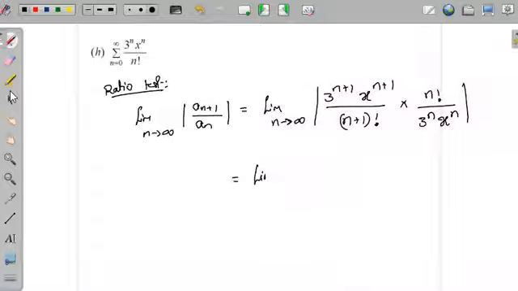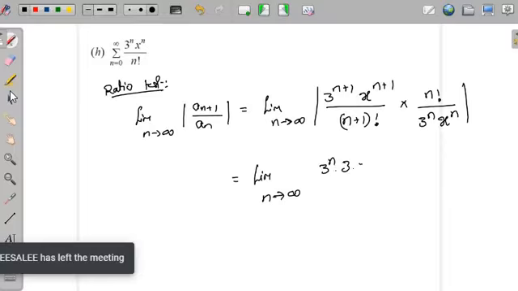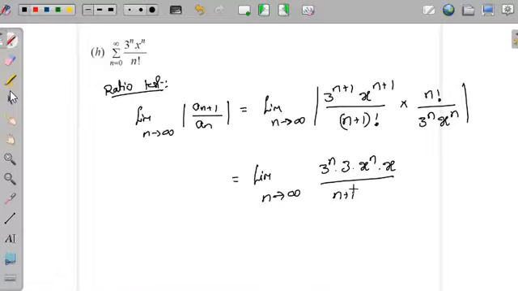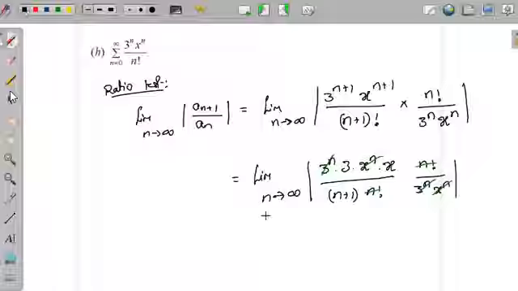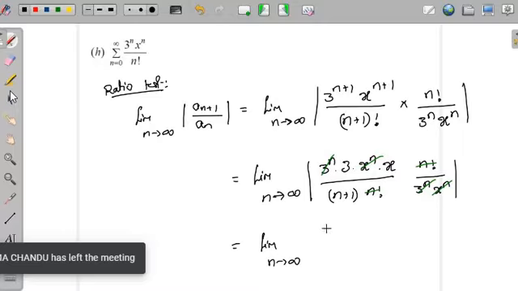So this is limit n goes to infinity. How much is this? 3 power n, okay, let me take one more step. x power n into x, by n plus 1 into n factorial, into n factorial by 3 power n into x power n. So I hope we can cancel a few things here: x power n and x power n, 3 power n and 3 power n. So finally you're left with limit n goes to infinity.